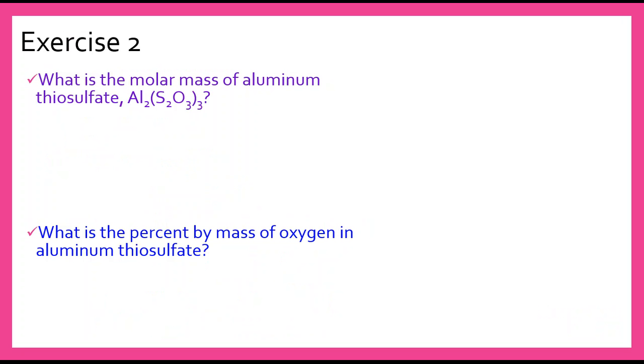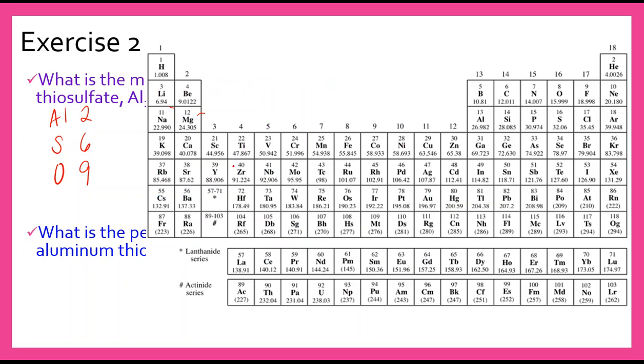Aluminum thiosulfate. Let's take a look at this one. So this one has 3 elements, Al, S, and O. Now, it looks like here I have 2 aluminums. How many sulfurs are going to be in this particular one to calculate with? How many sulfurs? 3 times 2 gives me 6. And then how many oxygens? 9. Good. Now I need my periodic table. Where's aluminum? It's over here. Here's aluminum.